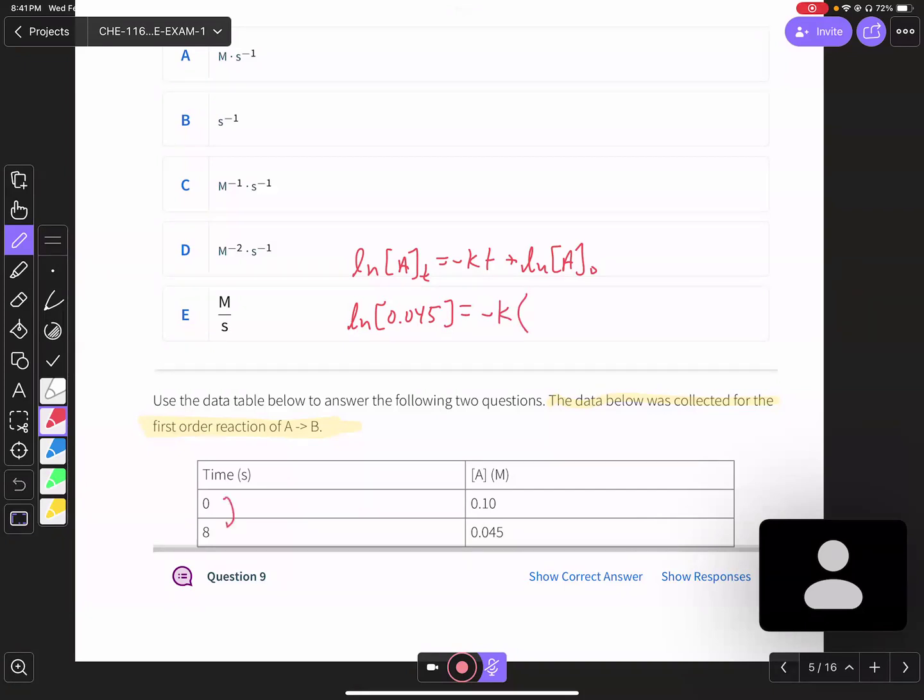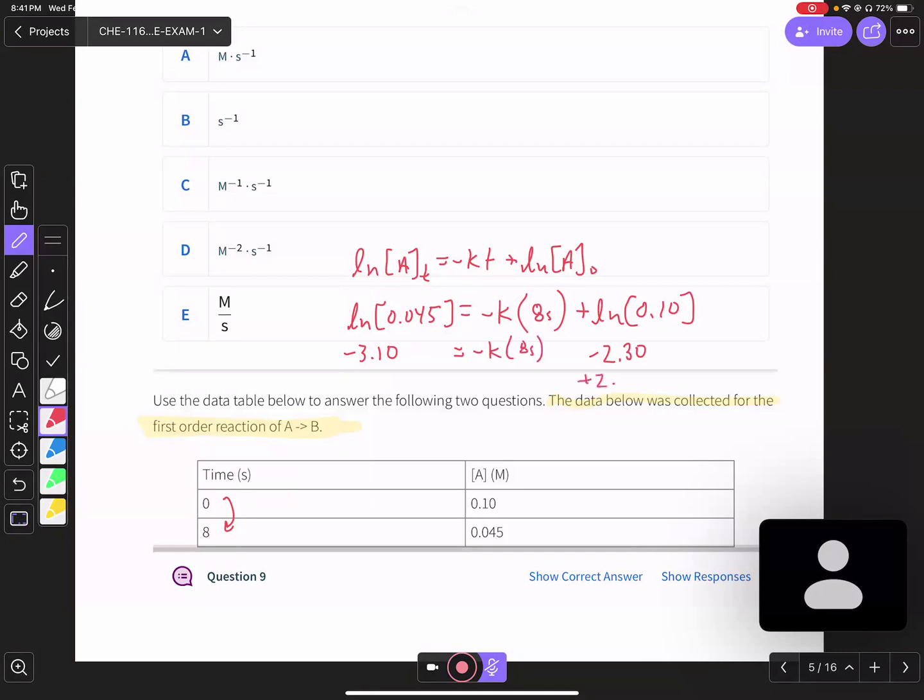And what point in the future is this, right? This is 8 seconds in the future plus natural log of my initial concentration, which is 0.1. So natural log of 0.1, we get minus 2.30. Natural log of 0.045, and I get minus 3.10, right, equals a negative k times 8 seconds.